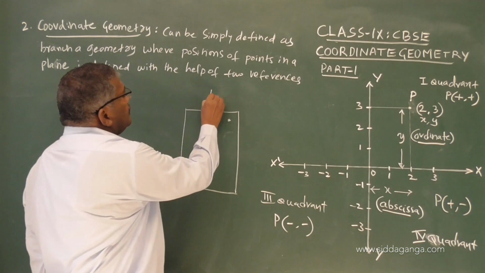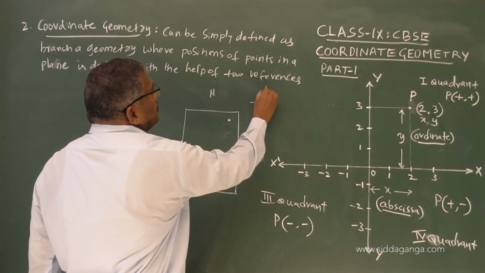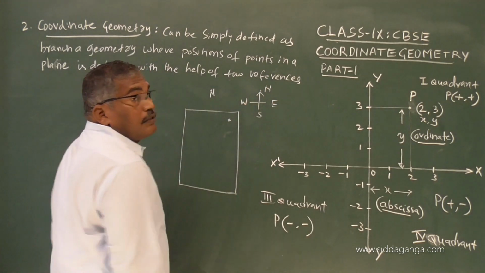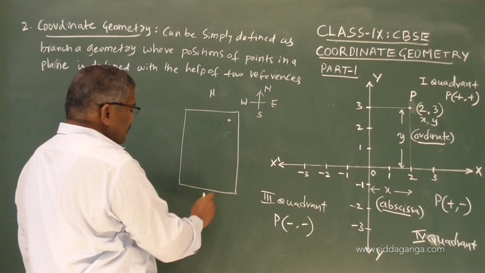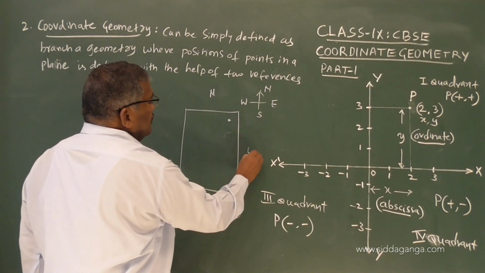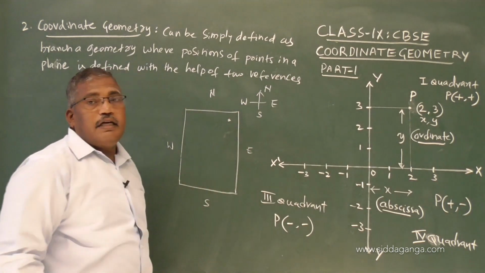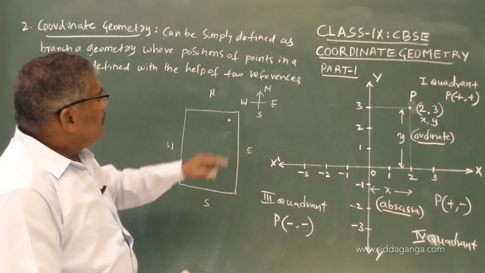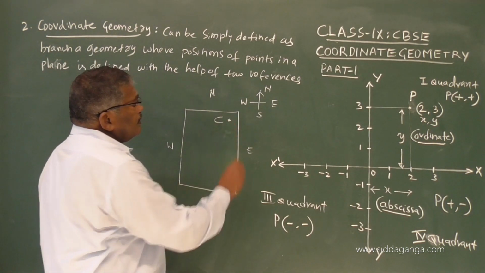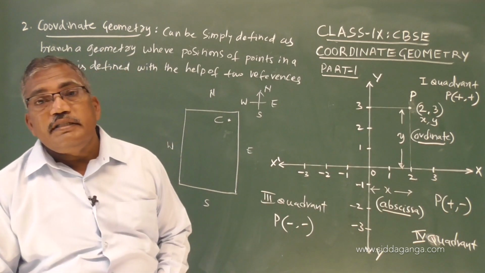So if this is north, it is like this. This is north, south, east and west. That means this is the north side of the land, south side of the land, and this is the east side and west side of the land. This is the land diagram, and the coconut tree is here. So how to say where the coconut tree is in the land?